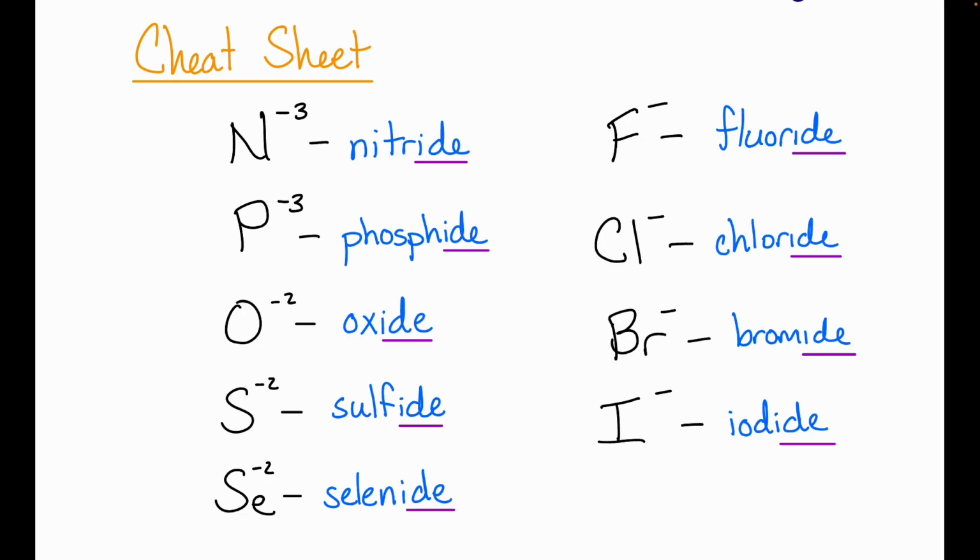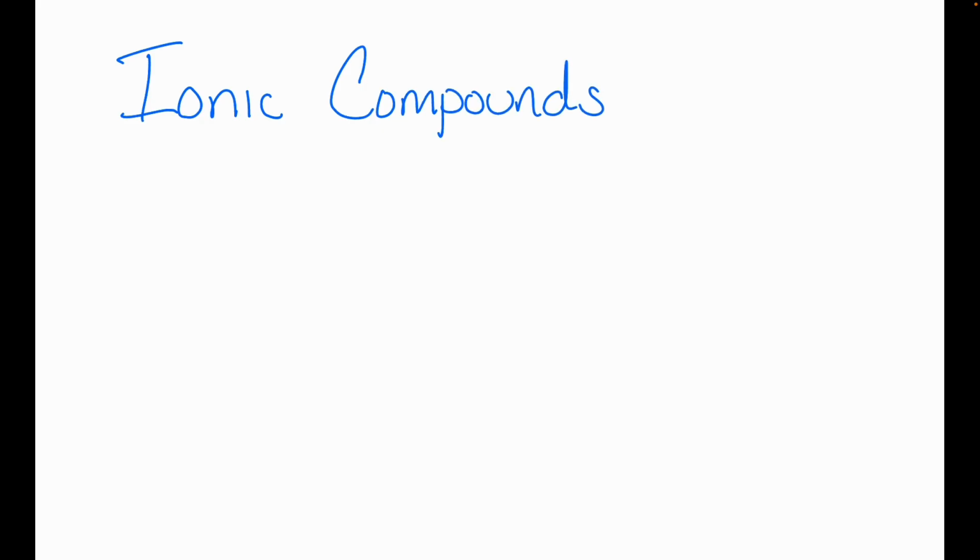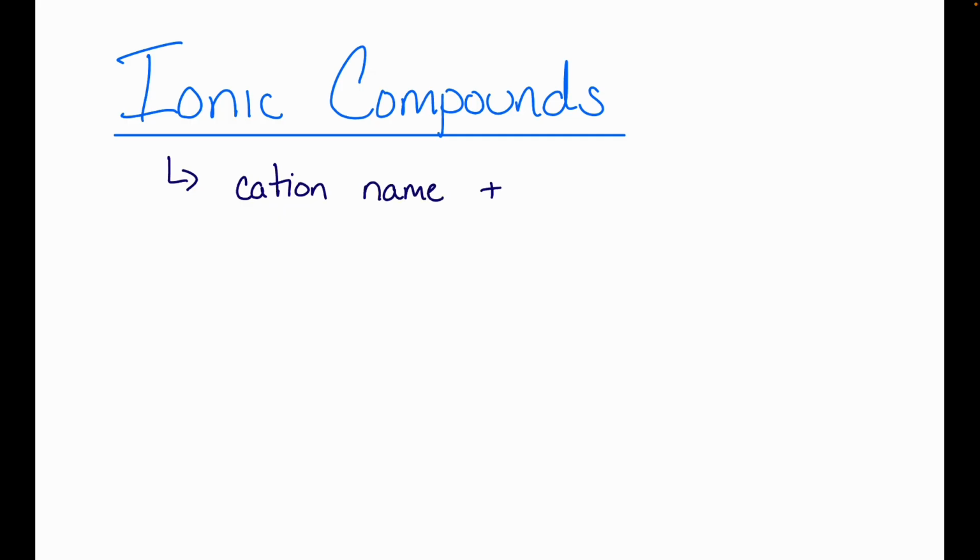So now let's put this all together here. We learned how to name our cations, we learned how to name our anions. Now let's name our ionic compounds. Naming ionic, if you know how to name the ions, naming the compound is very straightforward. All we do is say our cation name plus our anion name, and we drop the word ion.